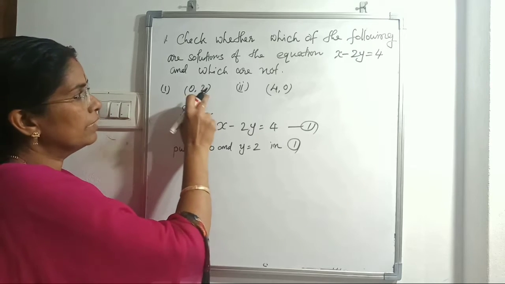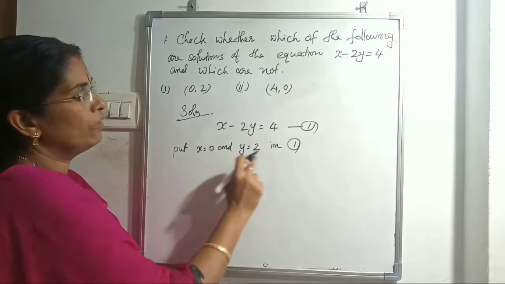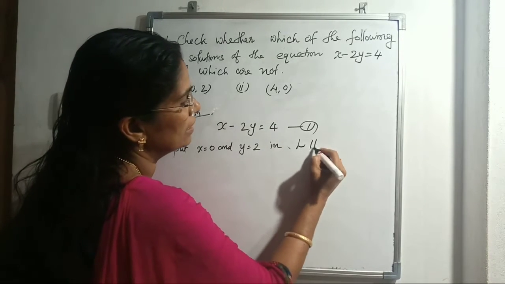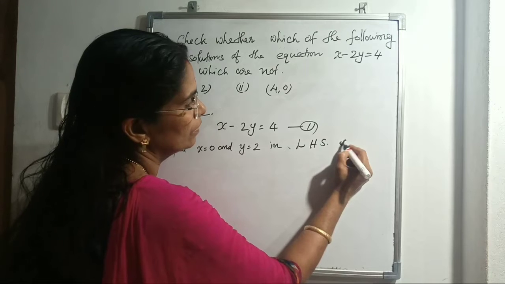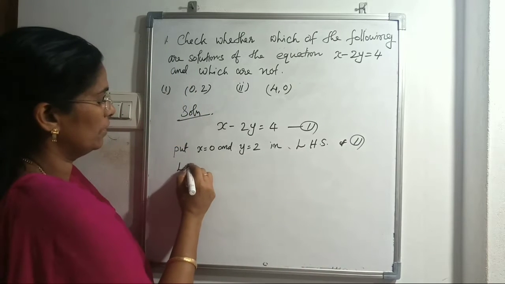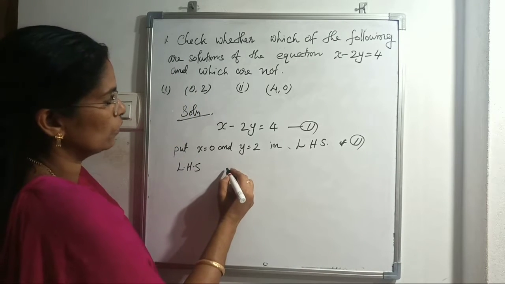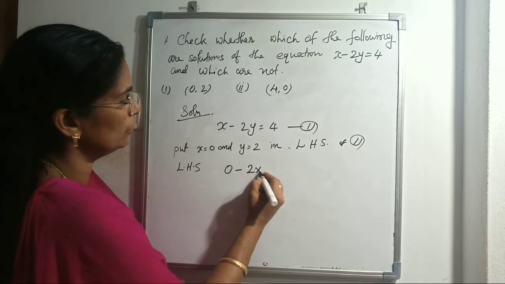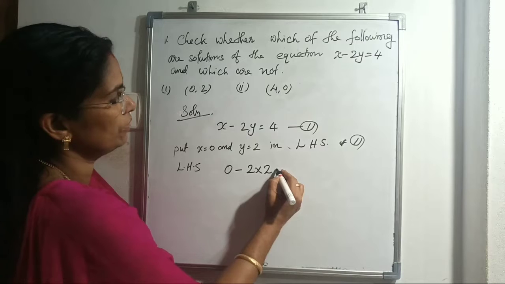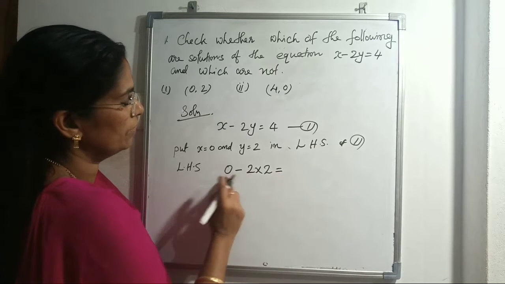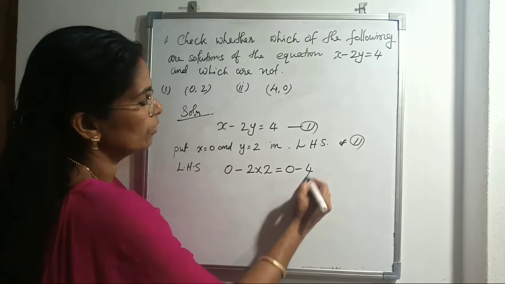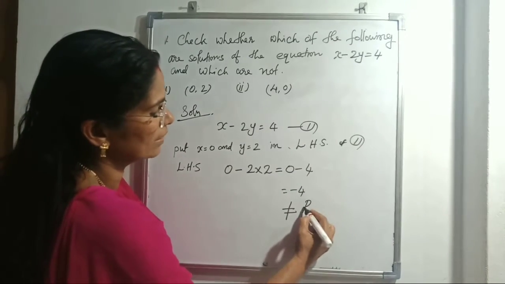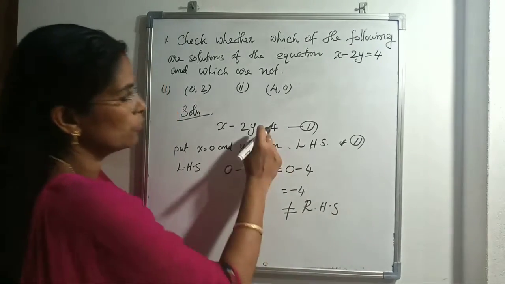For this, you have to take the value x equal to 0 and y equal to 2 in the LHS of 1. First we can write LHS only, we can solve. LHS: x equal to 0, then 0 minus 2 into the y value, which is 2 itself. So its answer we will get is 0 minus 4. The answer is minus 4. It is not equal to RHS. What is RHS? It is positive 4.